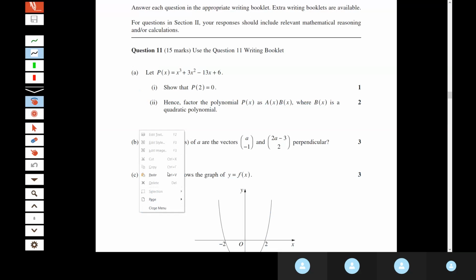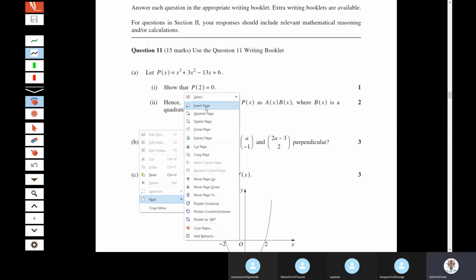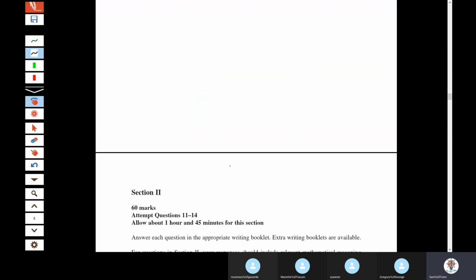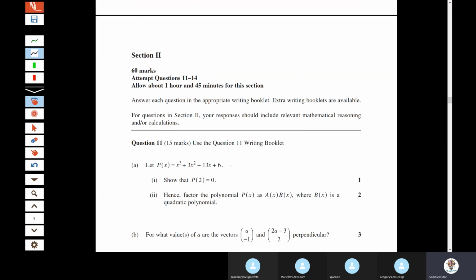What I might do is insert a page. It's a bit easier. Okay. This is last year's HSC, 2020. Let P of x equal x cubed plus 3x squared minus 13x plus 6. Show that P of 2 equals 0.